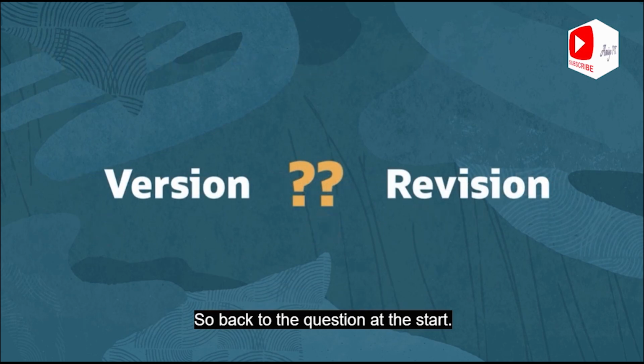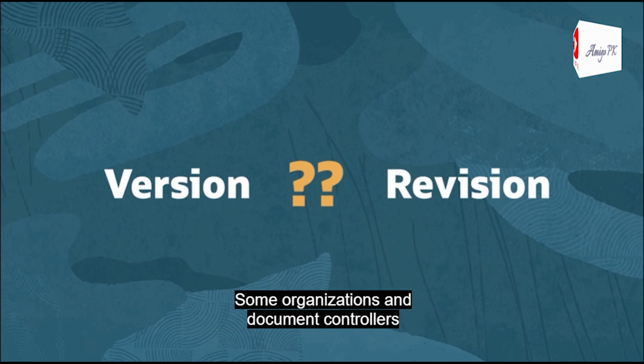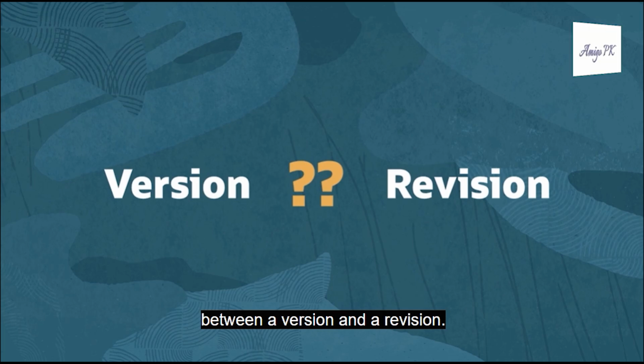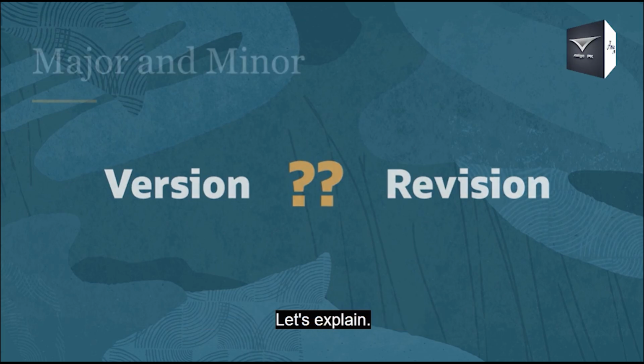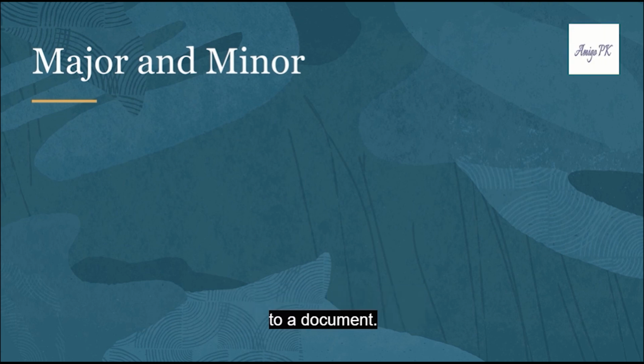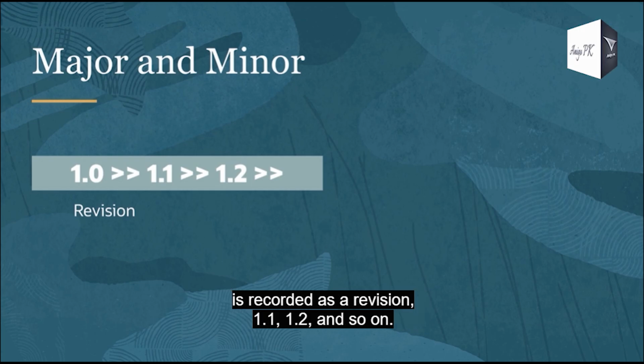So, back to the question at the start. Is it a version or is it a revision? Some organisations and document controllers may have specific definitions that differentiate between a version and a revision. Let's explain. It's not uncommon to use the term revision for minor changes to a document, so we might start with version 1, but each minor change is recorded as a revision. 1.1, 1.2 and so on.